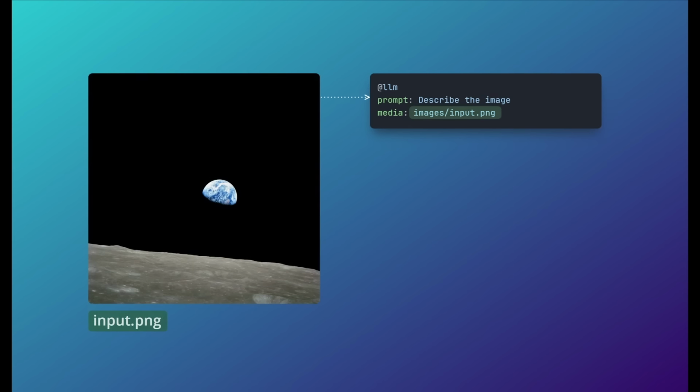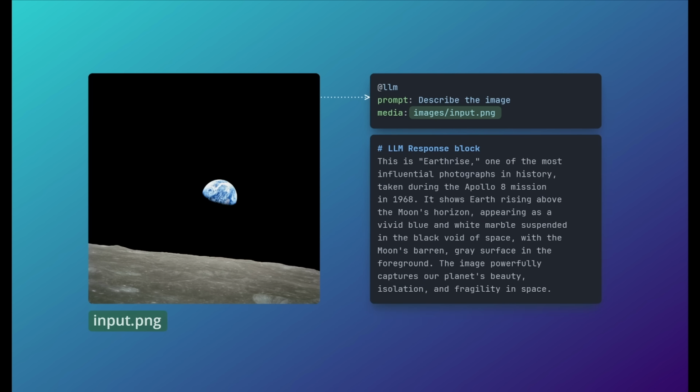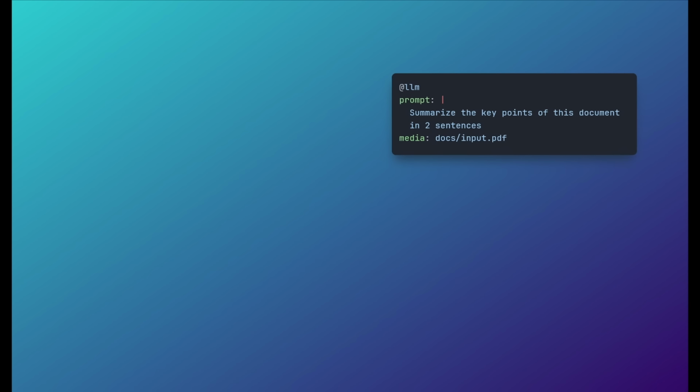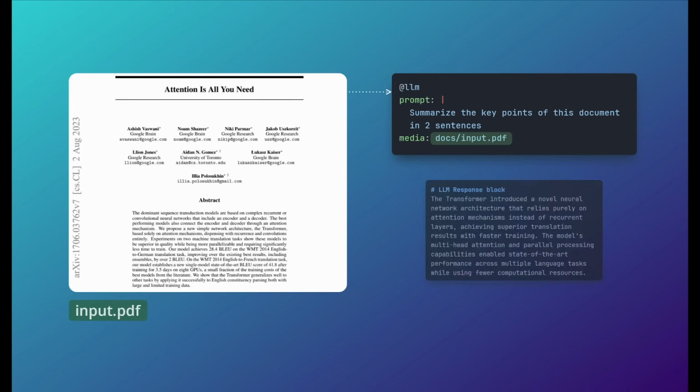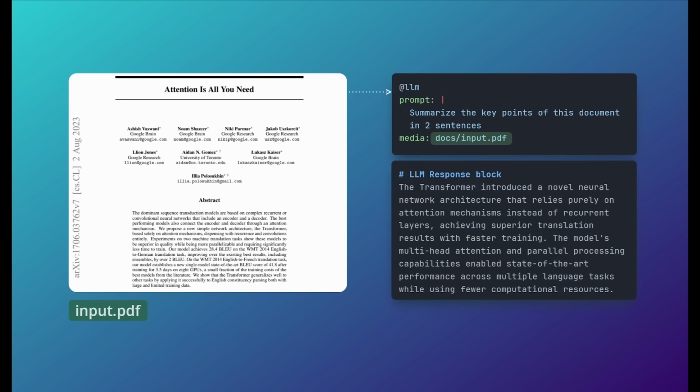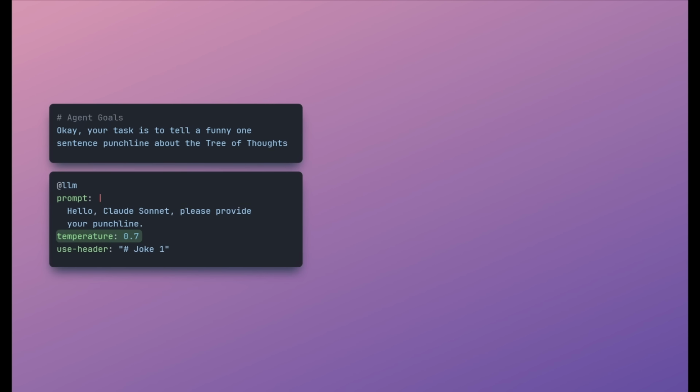If we want an AI to analyze an image, we simply include the file name, and models like Claude will immediately describe what they see. Beyond images, we can work with any format our chosen model supports. For instance, we can send Anthropic models a PDF document for summarization, and the key information returns directly to our context.